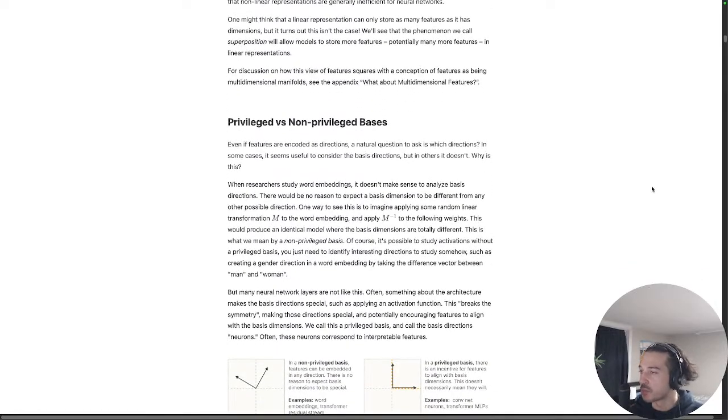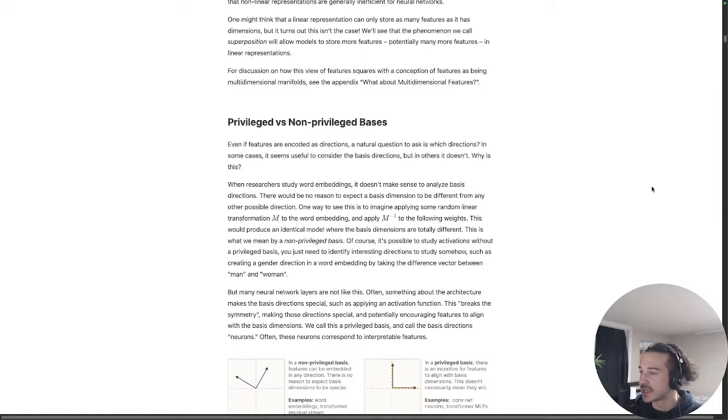Privileged versus non-privileged bases. Even if features are encoded as directions, a natural question to ask is what directions? In some cases, it seems useful to consider the basis directions, but in others it doesn't. Why is this? When researchers study word embeddings, it doesn't make sense to analyze basis directions. There would be no reason to expect a basis dimension to be different from any other possible direction.